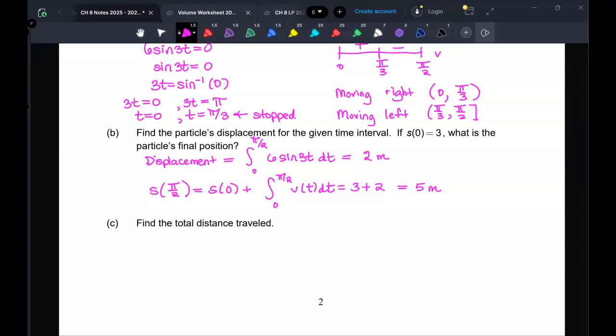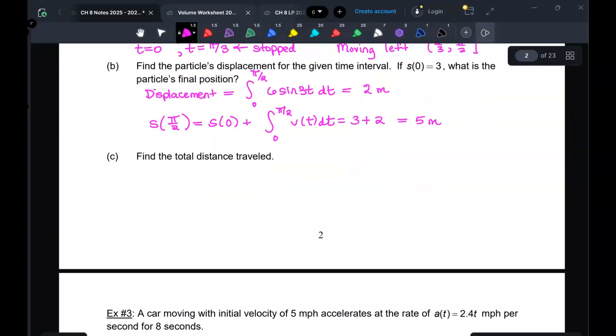And the last one, we want to do what? Integral of the absolute value. Total distance traveled. So total distance traveled has nothing to do with the initial position. Okay, so this is just 0 to pi over 2.